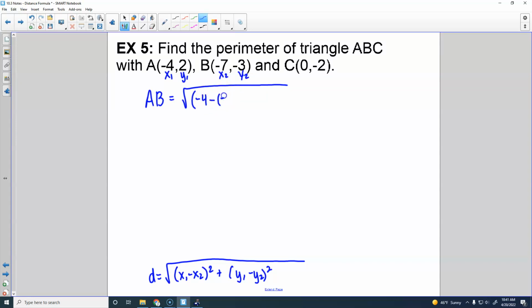Minus negative 7. Okay. And make sure you still got a plus sign in between, squares for each one. So negative 4 minus negative 7, that becomes a plus 7. So you will get 3 squared, and here you will get 5 squared. So 3 squared plus 5 squared.